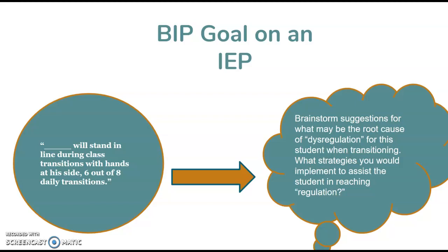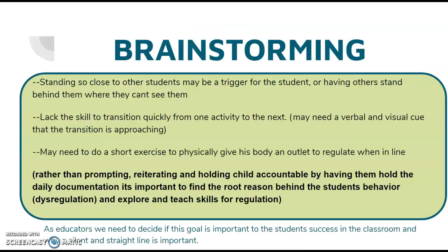So if you look at a goal, it's that blank will stand in line during class transition with hands at his side, 6 out of 8 daily transitions. So then what we want to do, if we're looking through a trauma-informed perspective, knowing what we do about dysregulation, we can start to brainstorm ways that it might be a trigger for the students. So rather than just having PBIS affirming your positive behavior, you want to incorporate some ways to make sure that you are teaching to all of your students and their whole body teaching.